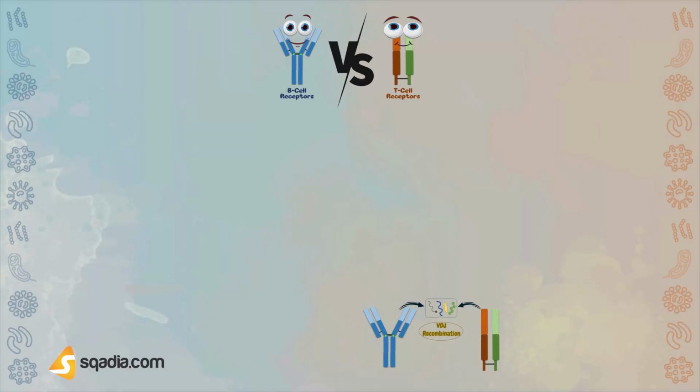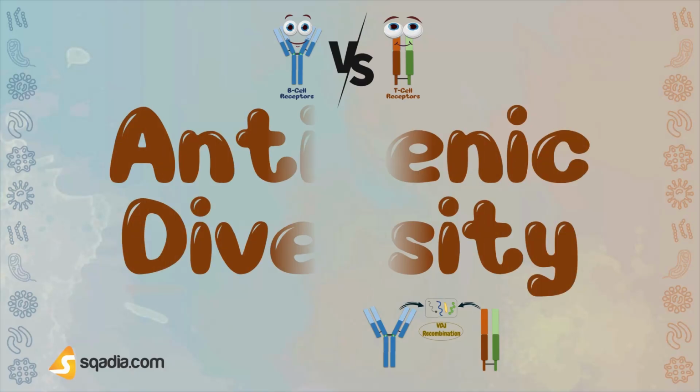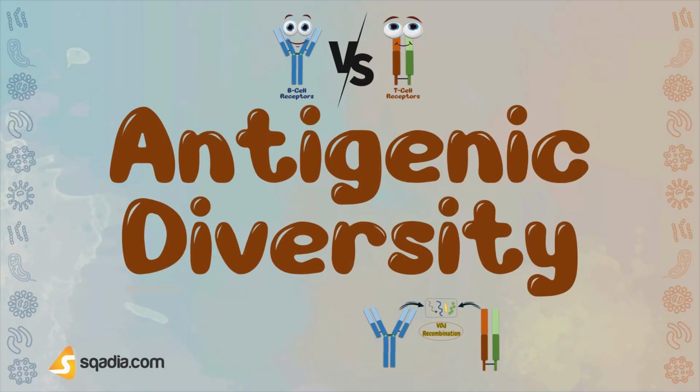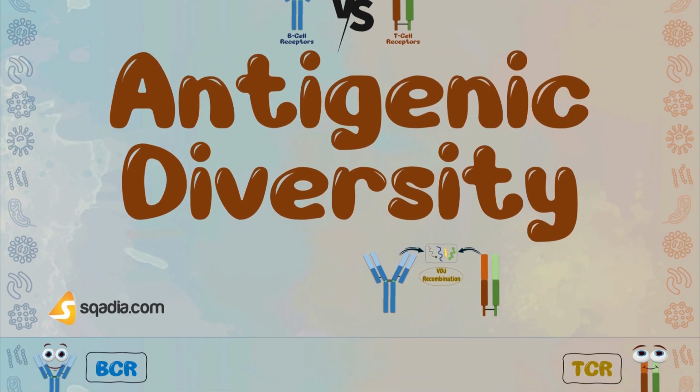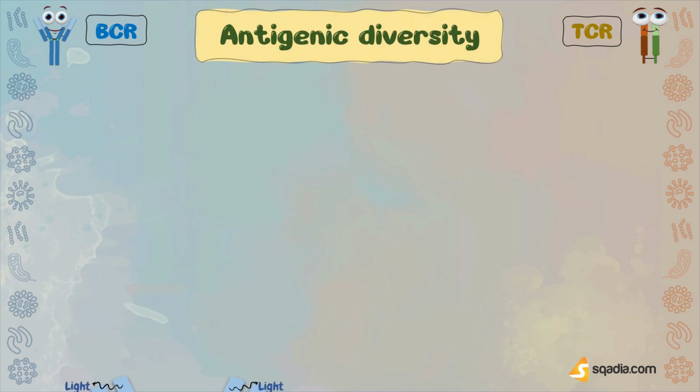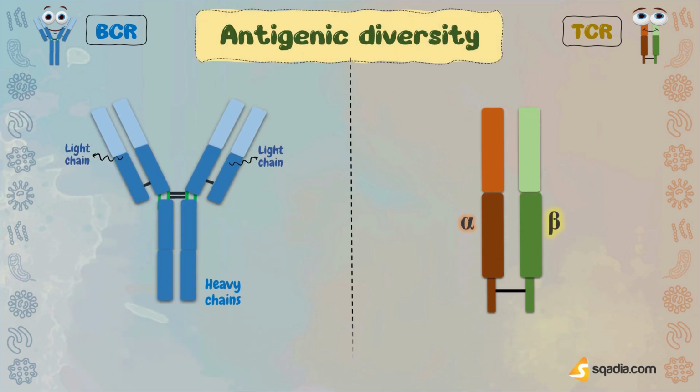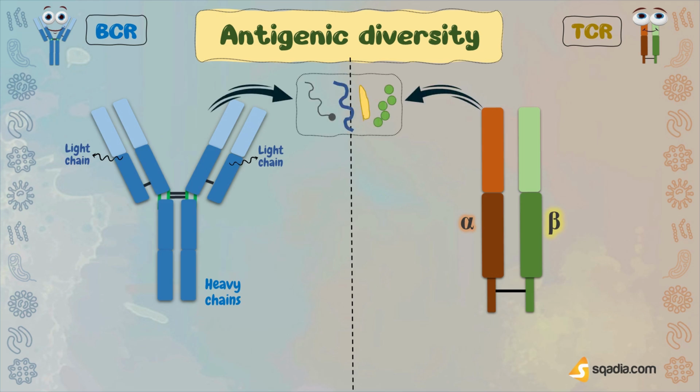Now moving to the other characteristics that differ between BCRs and TCRs, such as their antigenic diversity. We know that both BCRs and TCRs exhibit great diversity. That means they can bind to a wide variety of antigenic peptides at their specific epitopes. And this great diversity is generated by gene rearrangement in both BCRs and TCRs. And this rearrangement is called VDJ recombination.